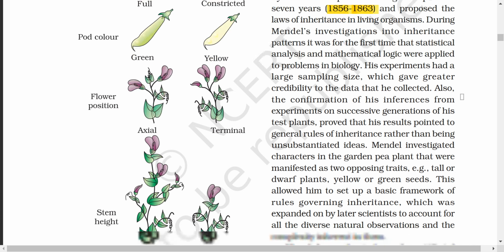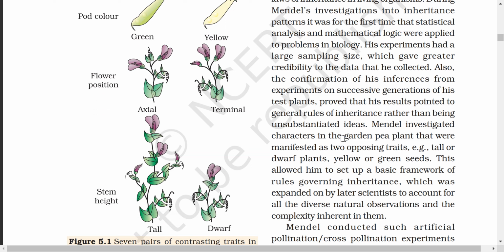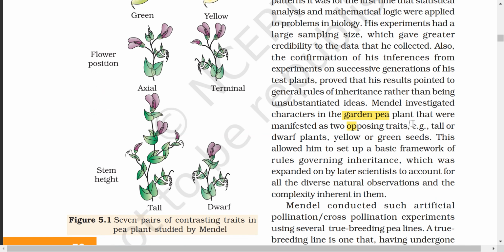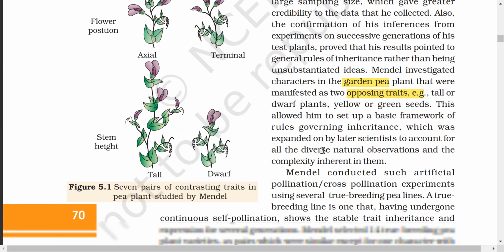Mendel investigated characters in the garden pea, Pisum sativum plant, that were manifested as two opposing traits, example, tall or dwarf, yellow or green seeds. This allowed him to set up a basic framework of rules governing inheritance, which was expanded on by later scientists to account for all the diverse natural observations and the complexity inherent in them.